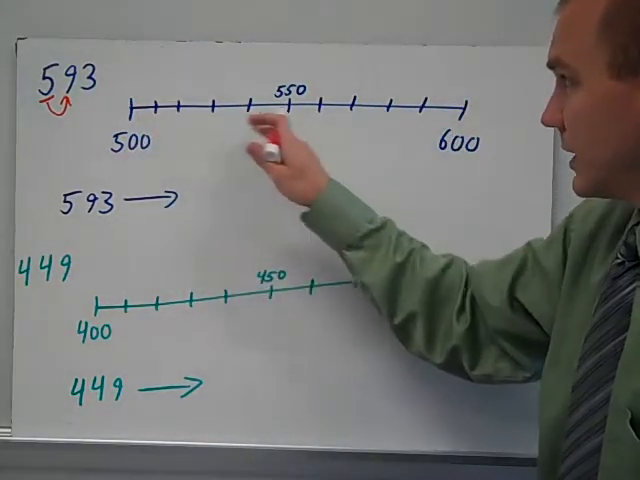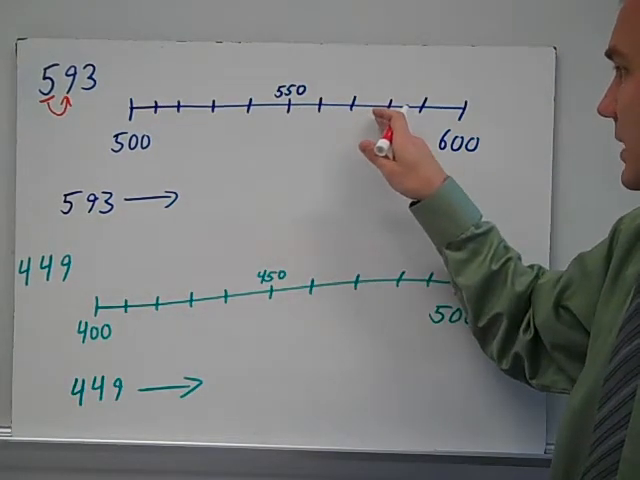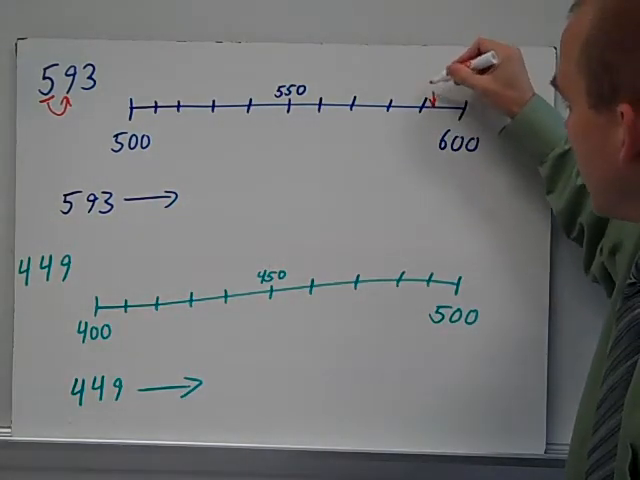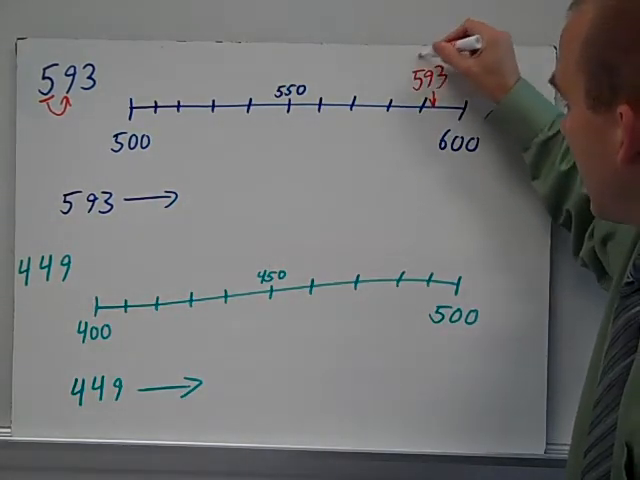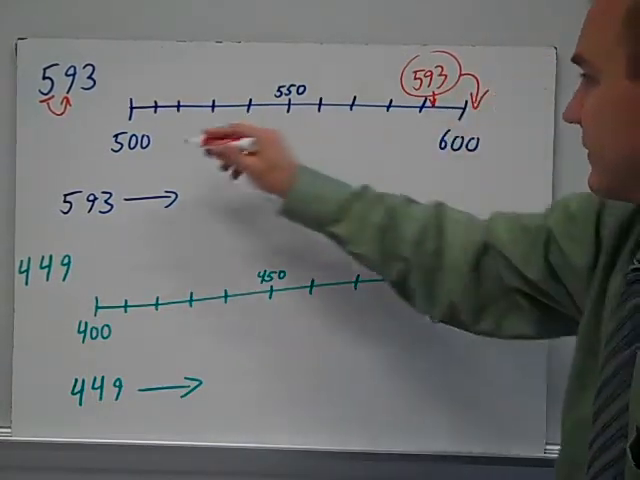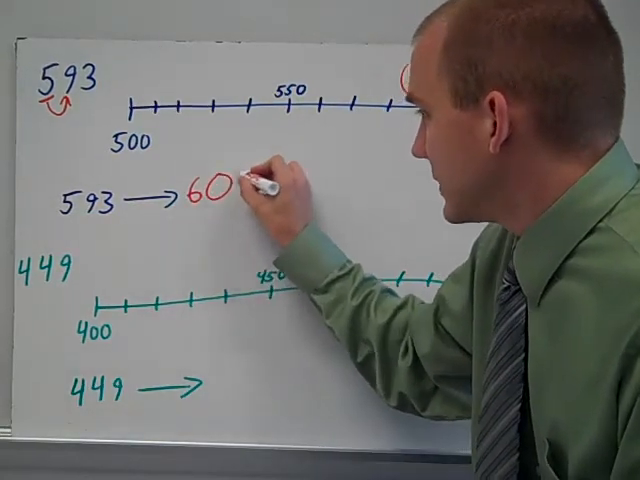And then you can also put it here on the number line. Here's 550, 560, 570, 580, 590, and 593 would be just past that. At this point, it should be pretty obvious. Wow, that's a lot closer to 600 than it is to 500. So 593 rounds to 600.